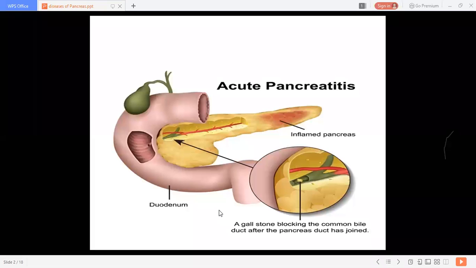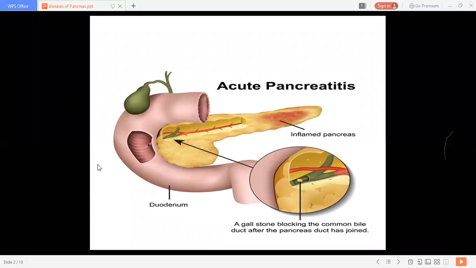Any queries related to today's topic, acute pancreatitis? The patient may complain of indigestion because there is obstruction in the bile duct. But the pain is more severe than gastritis. In gastritis, the patient may feel better after vomiting.